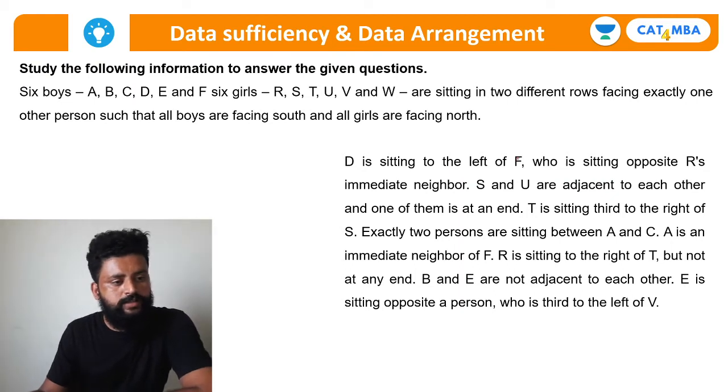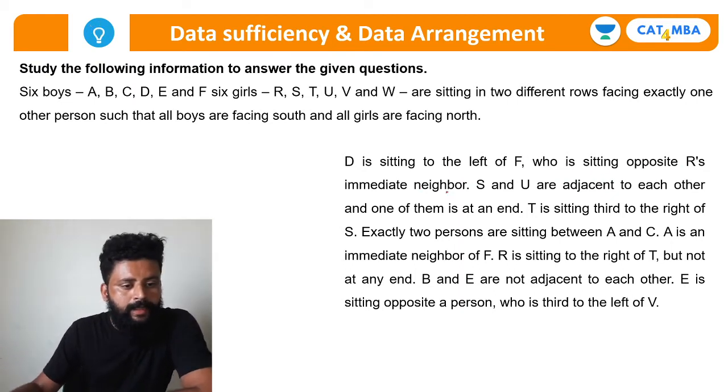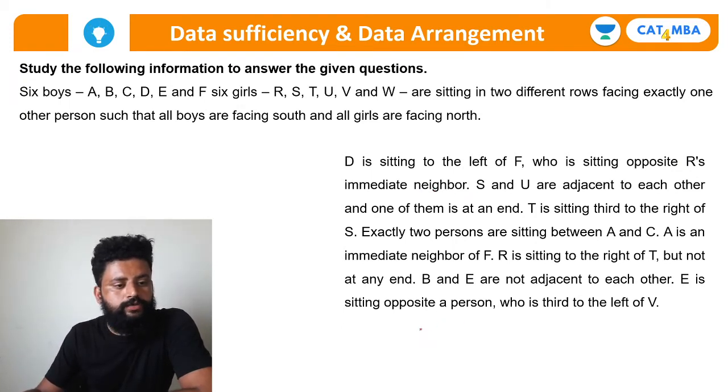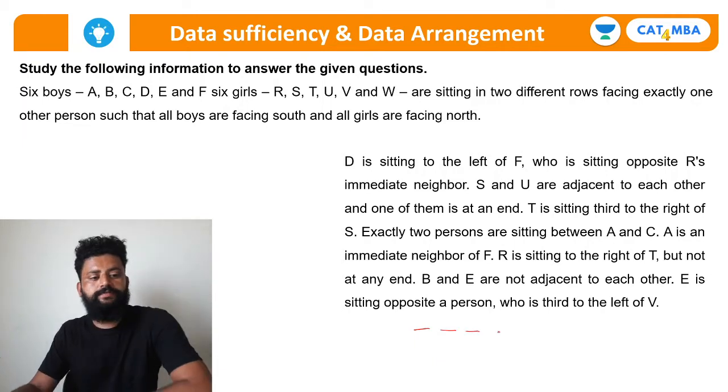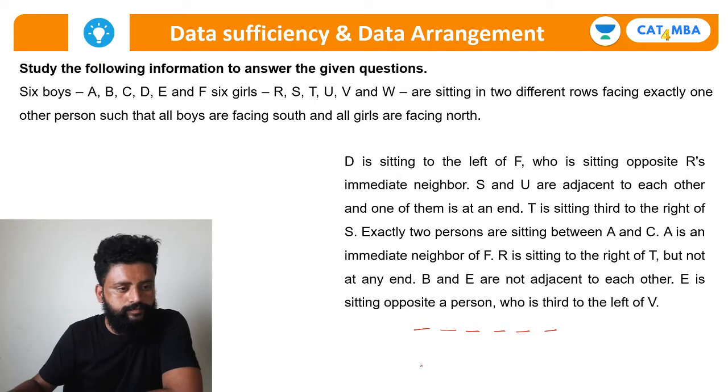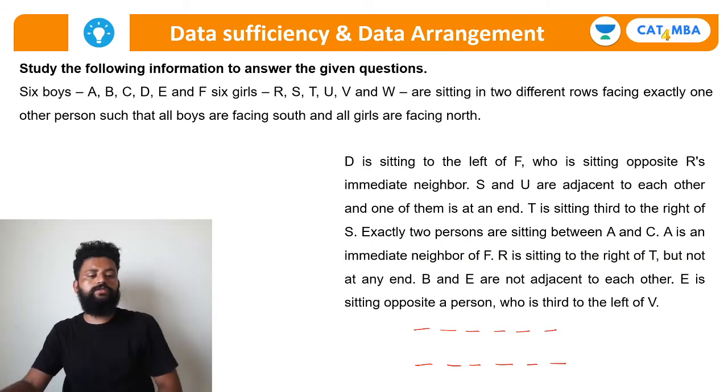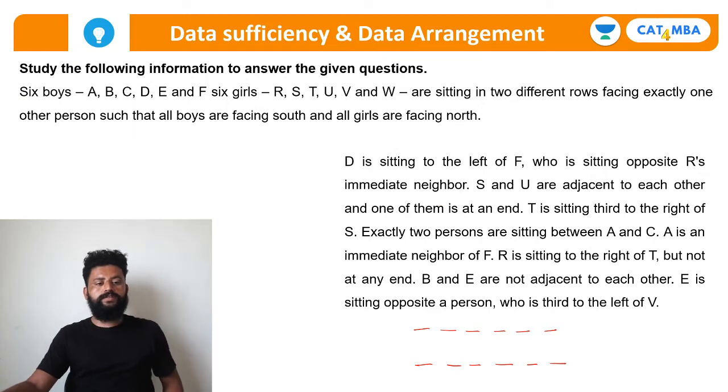Then D is sitting to the left of F, who is sitting opposite to R's immediate neighbor. We have 6 boys, 1, 2, 3, 4, 5, 6, and 6 girls, 1, 2, 3, 4, 5, 6. S and U are adjacent to each other, and one of them sits at the end. Then T is sitting third to the right of S. Exactly 2 persons are sitting between A and C.